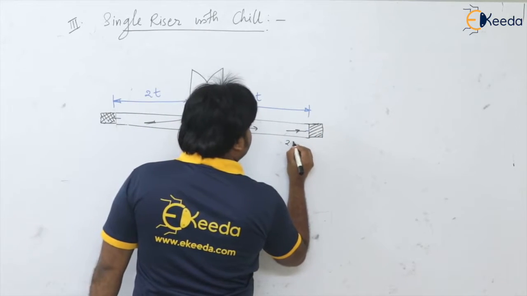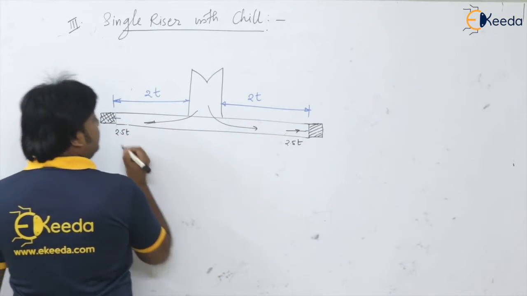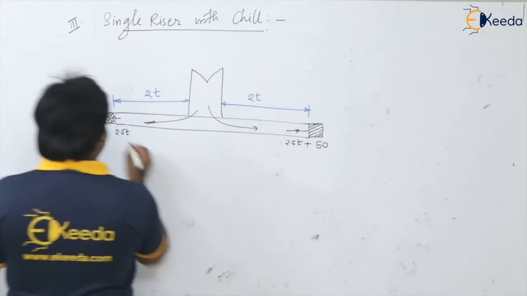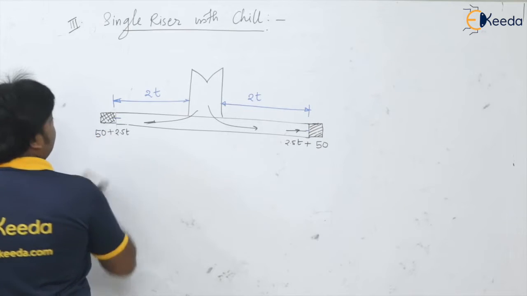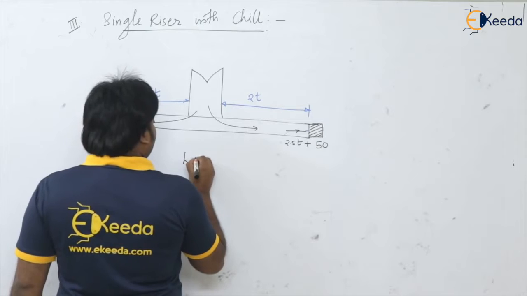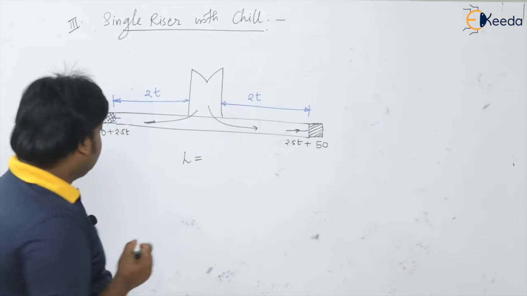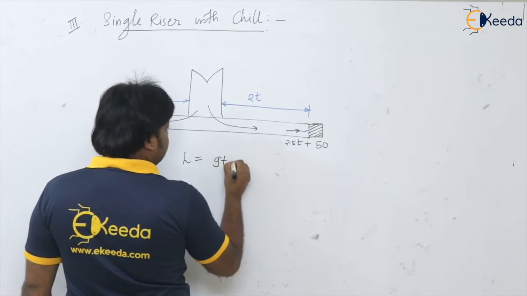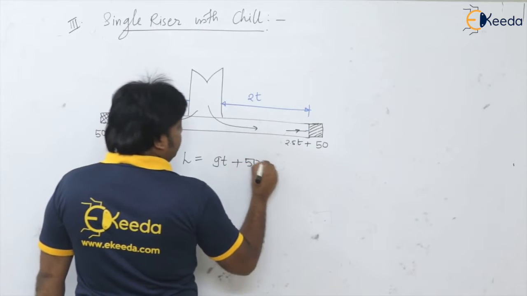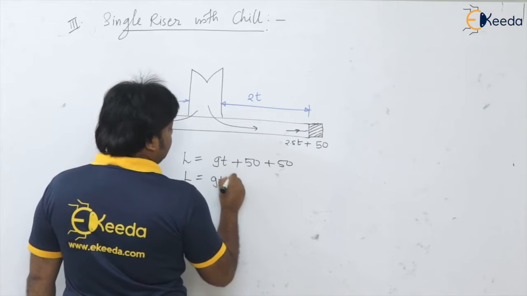That end wall gradient is already available, and now you are adding the chill at the ends. End wall gradient was how much? 2.5T, here 2.5T. Now the chill gradient, how much is it? We have seen that the chill takes it 50 mm further, isn't it? So plus 50. So tell me what is the total value of length L which can be fed by the single riser with the use of chill. So this is 90 plus this 50 and this 50, 50 plus 50, which is equal to L equal to 90 plus 100.